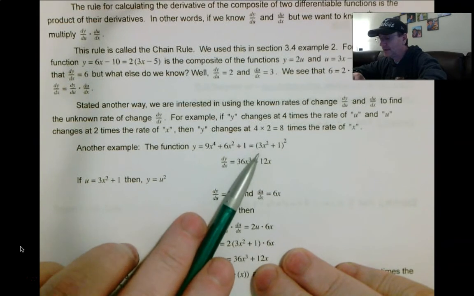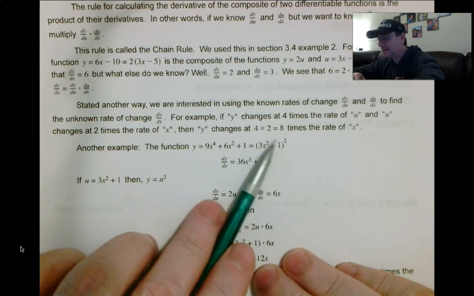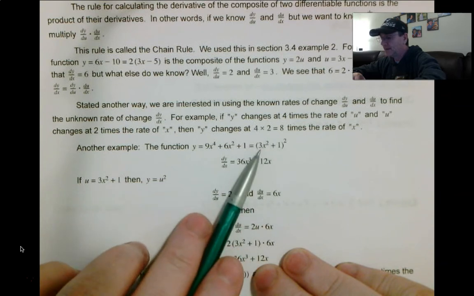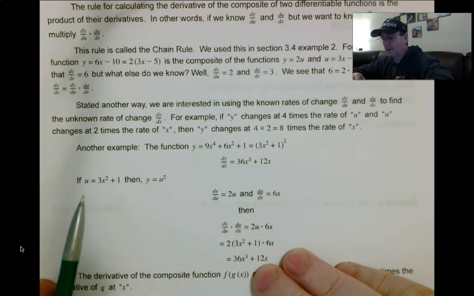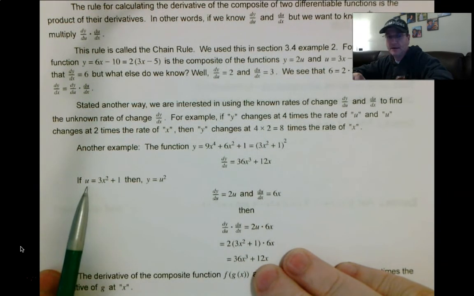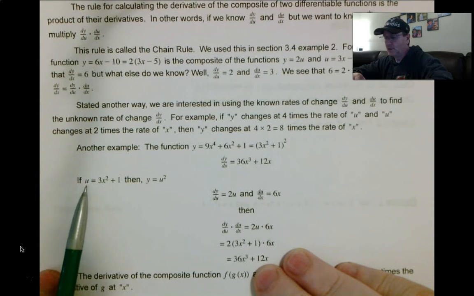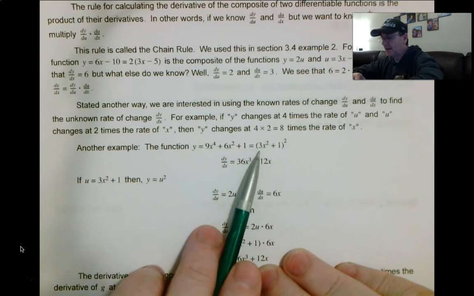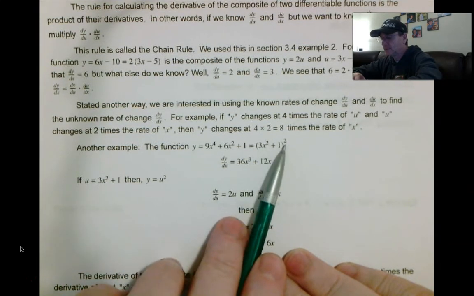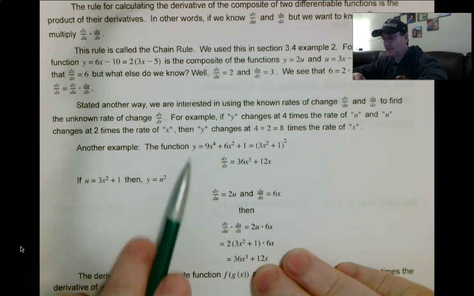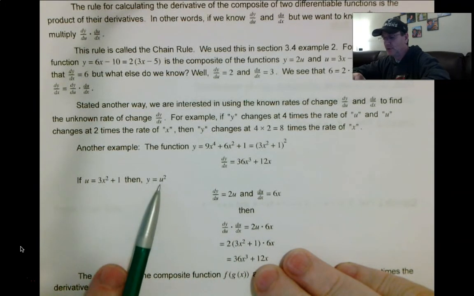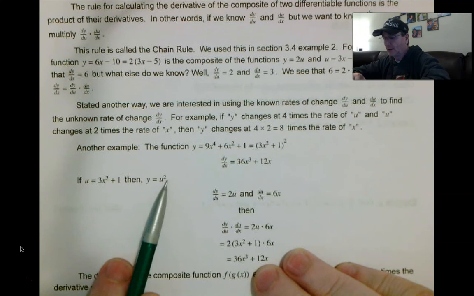So what we do is we take a look at what is the inside function here. The inside function here is 3x squared plus 1. We're going to call that inside function a new function. We're going to call it u. So 3x squared plus 1 is equal to u. So that means that what's left, the outside function, is the squared function. So y, the original function, is equal to u, the inside function, squared.